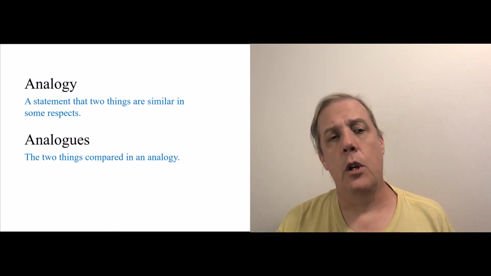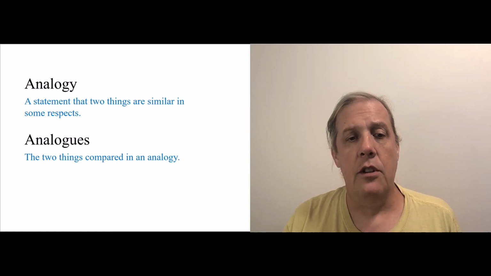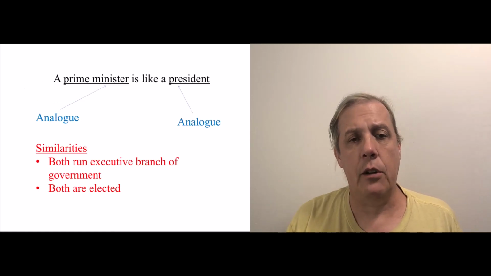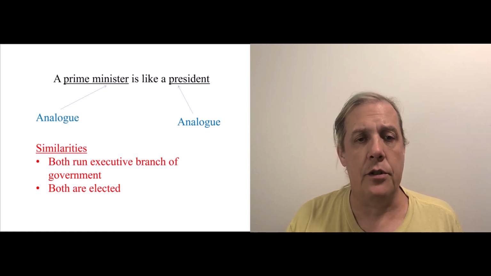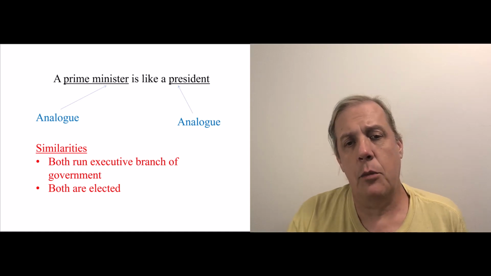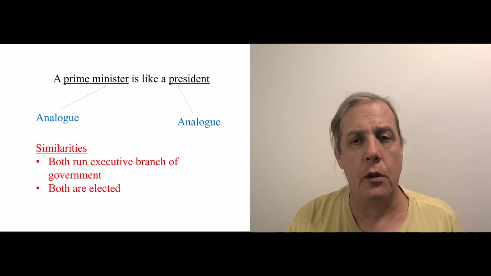So just to review, an analogy is just a statement. It's a statement that two things are similar in some respects. The two things being compared are called the analogs. So we had this example here. A prime minister is like a president. The prime minister is the first analog. President is the second analog. And there's some implicit similarities. Both run the executive branch of government. Both are elected.